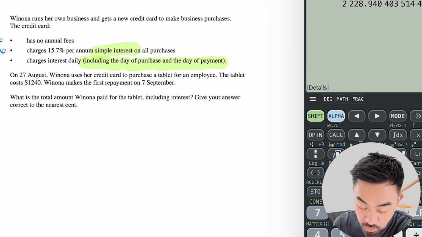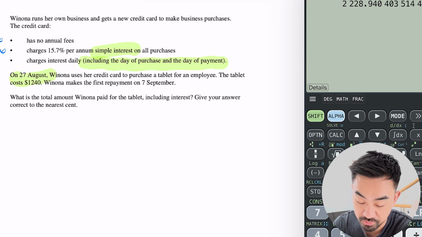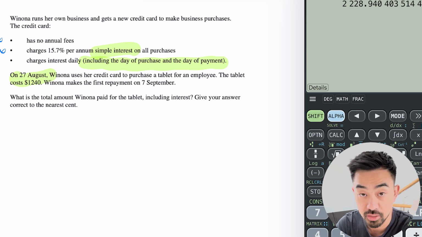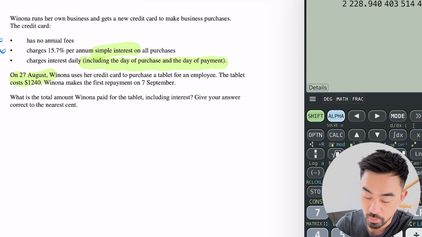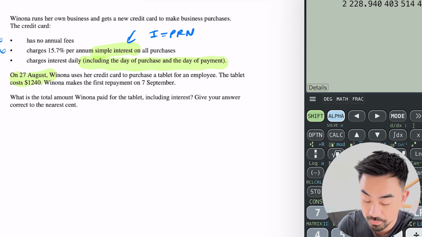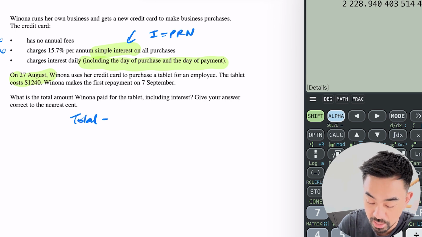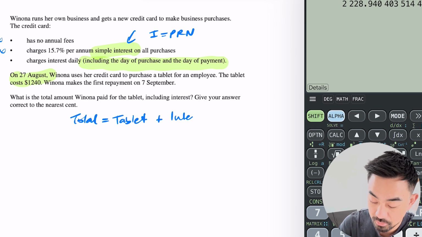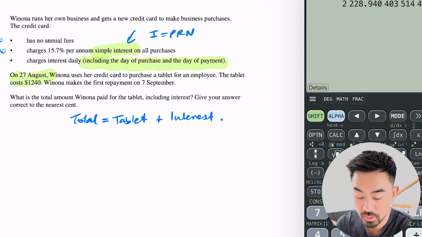On the 27th of August, Noah uses her credit card to make a purchase of a tablet for $12.40, when Noah makes the first repayment on the 7th of September. What is the total amount when Noah paid for the tablet, including interest? Give your answer to the nearest 10. Okay, so what's important about this question is that it's simple interest. So we're looking at I equals PRN, and our total, right? Our total is going to be the tablet itself plus the interest.